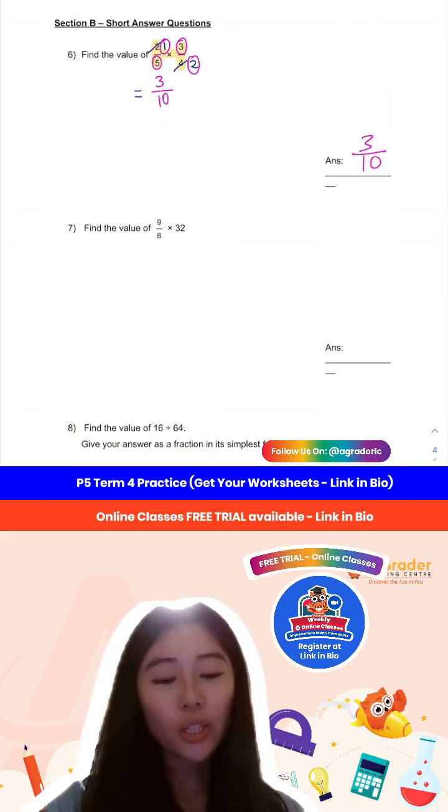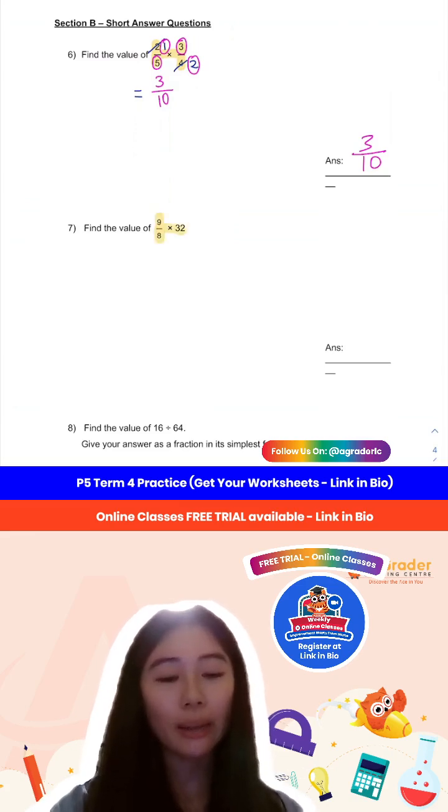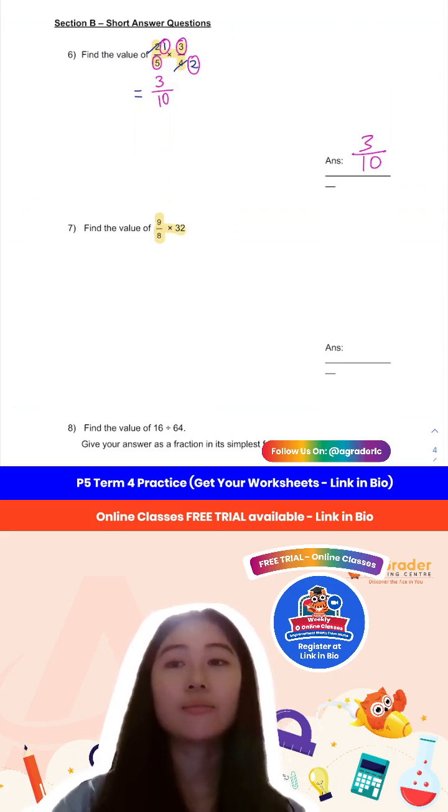So next question is similar. It's also another multiplication of fractions question. This one is 9/8 times 32. So yeah, let me know your answer.